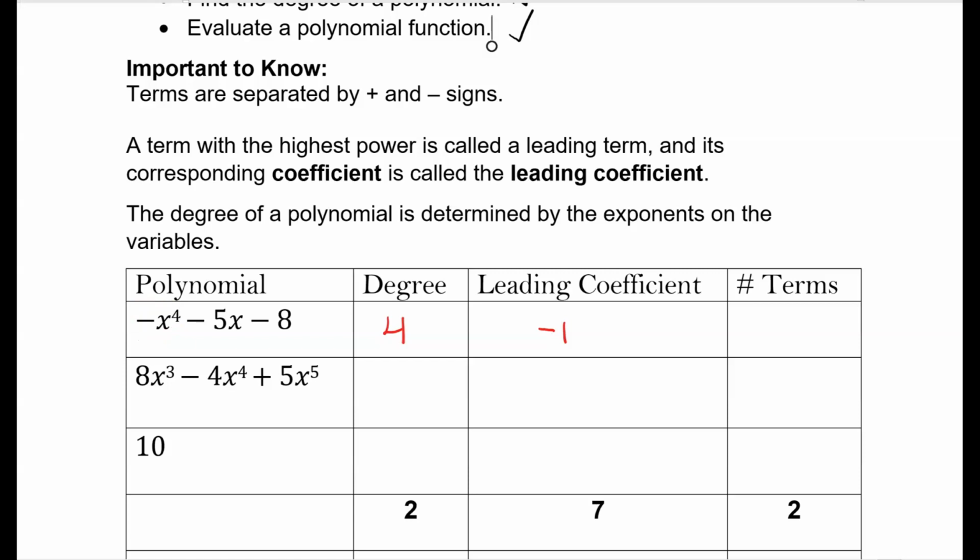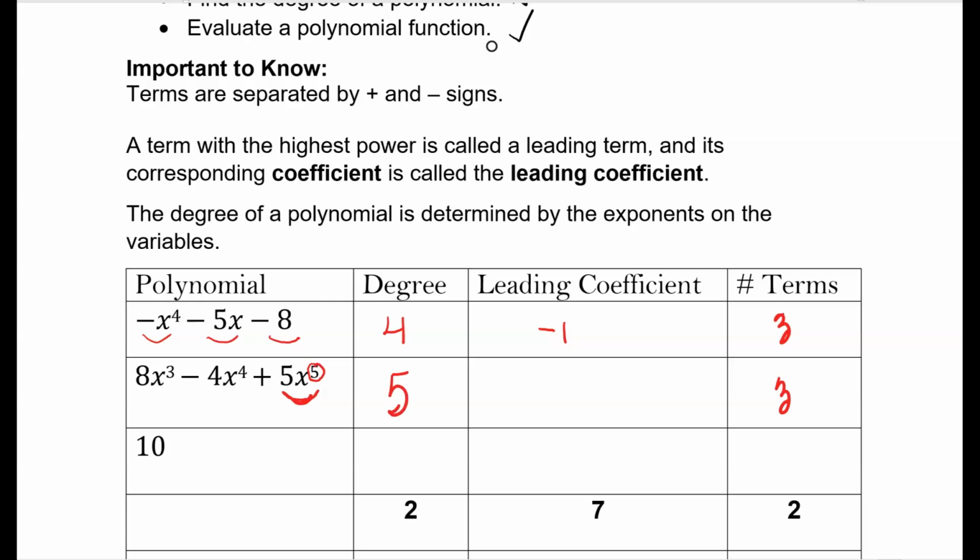And the number of terms we have: 1, 2, 3. Notice that these terms are separated by a minus sign. So we have 3 terms. Next, we have 1, 2, 3, 3 terms again. But what is the degree? Which term has the highest exponent? Well, it will be this term, because 5 is higher than 4 or 3. So our degree here is 5.